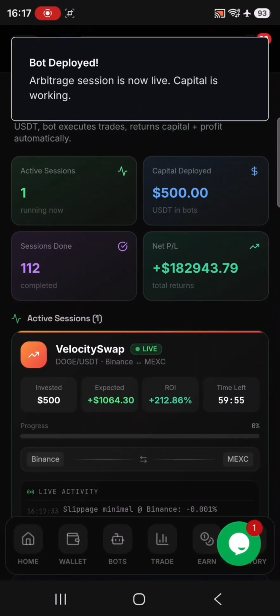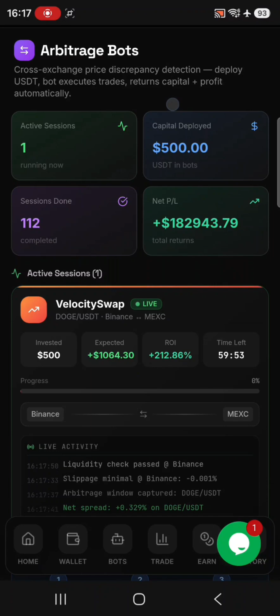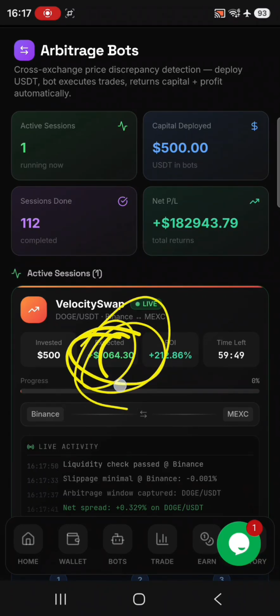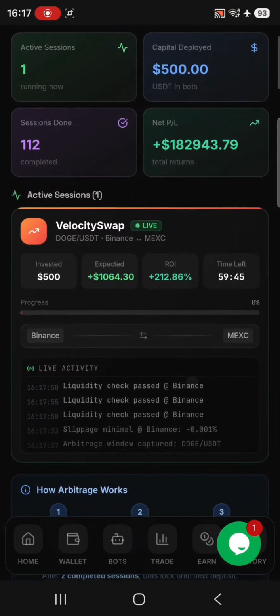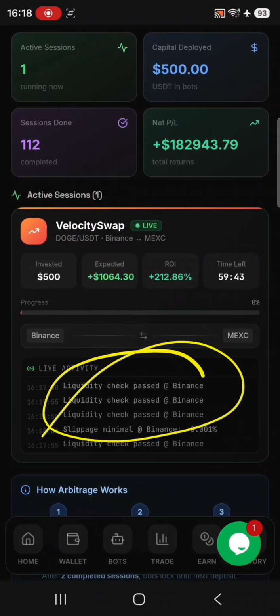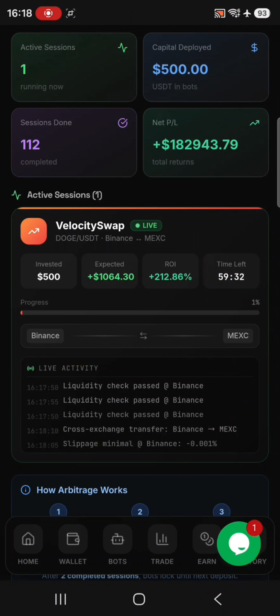As long as the bot is running and you get a green when you hit deploy, what will be shown here is what you will get at the end of the bot. The bot is running right now. You can check it here. Everything is running, and it will take 1 hour. Those who have used this bot get what I'm saying. But if you haven't started, just go and start now.